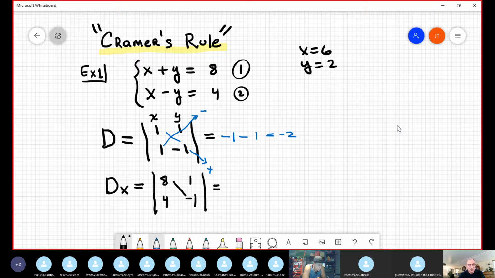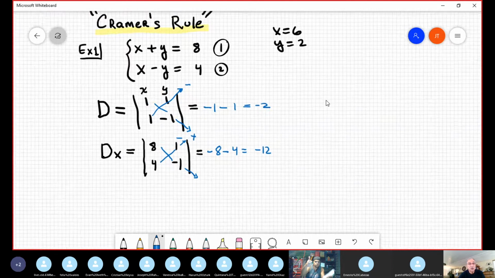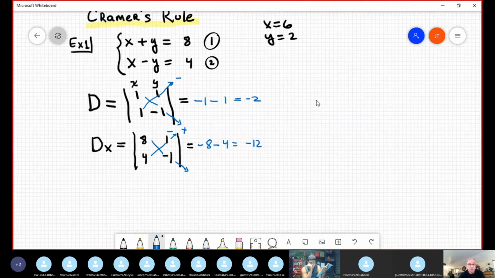Multiplication of this and this is negative 8. And multiplication of this and this, remember, it's negative when you go up, and negative is negative 4 and negative 2. Everyone follow me? I don't finish. I am in the middle of the process.